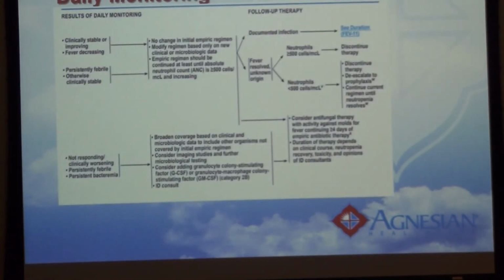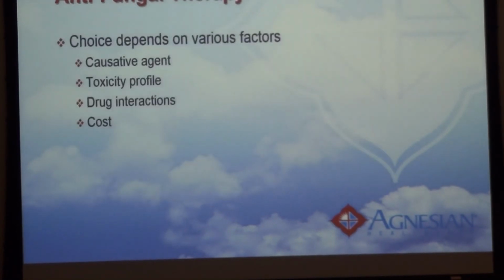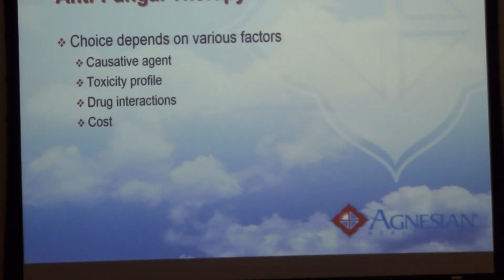And then how do you monitor them daily? Well, if they're stable or improving, fever decreasing, you don't have to change it until cultures come back. If they're worsening, you need to either change antibiotics, and if at 3 and 5 days they're still worsening, add those anti-mold antifungals, things like that, trying to hit those bugs that could be there, but we didn't think they're not usually a high percentage of causing agents. And so when we pick our antifungals, we're going to look at what we think is causing it, the toxicity, are there any drug interactions, and the cost.